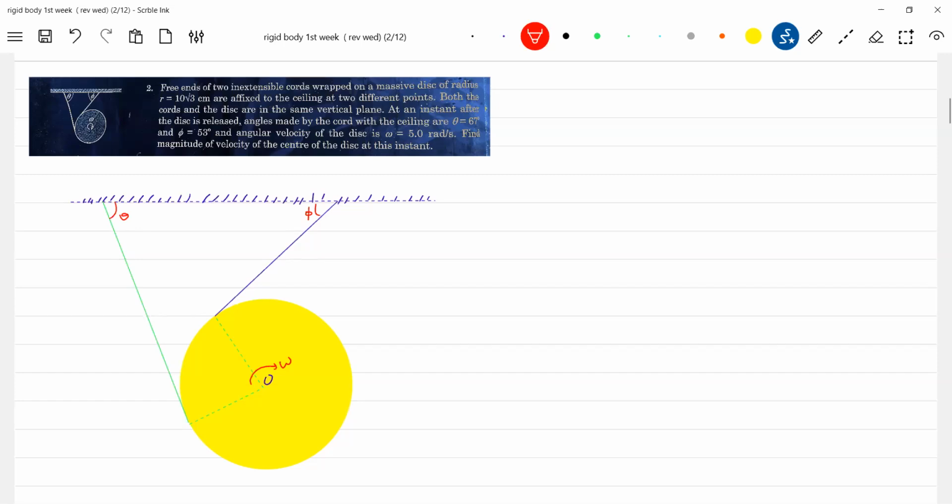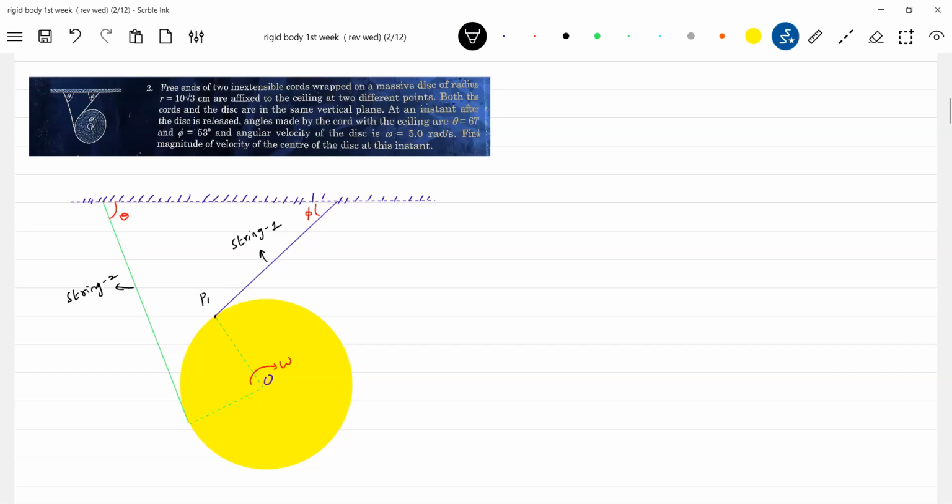So what do we have? Only three things. We know angles theta, phi, and angular speed, 5 radians per second, that is clockwise. And what are these? They are strings. Unless you focus on this, it is not possible. This is string one. This is string two.